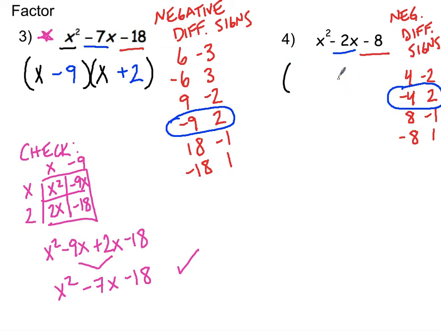So then again, I write my two sets of parentheses. X times x is what makes the x squared. And then my two numbers that I circled were a negative 4 and a positive 2. And that's my answer.